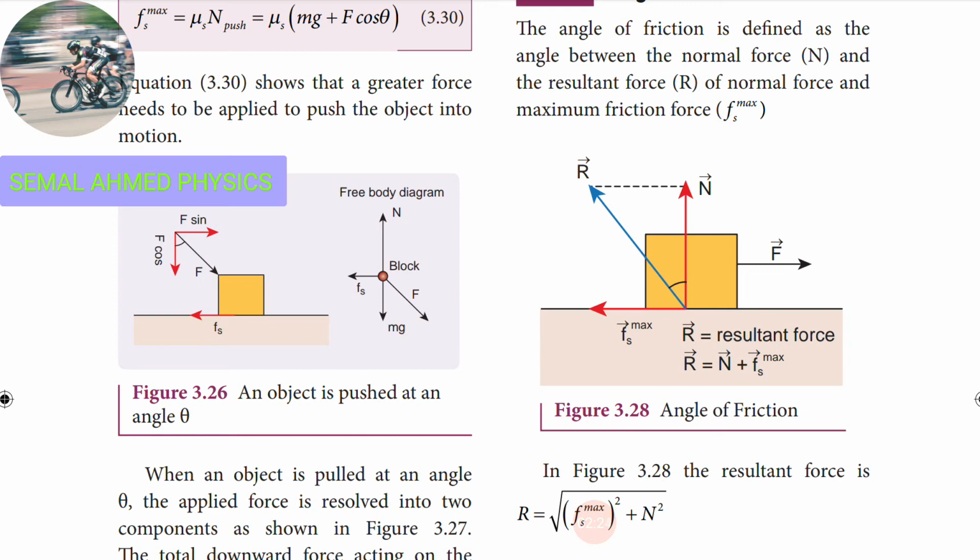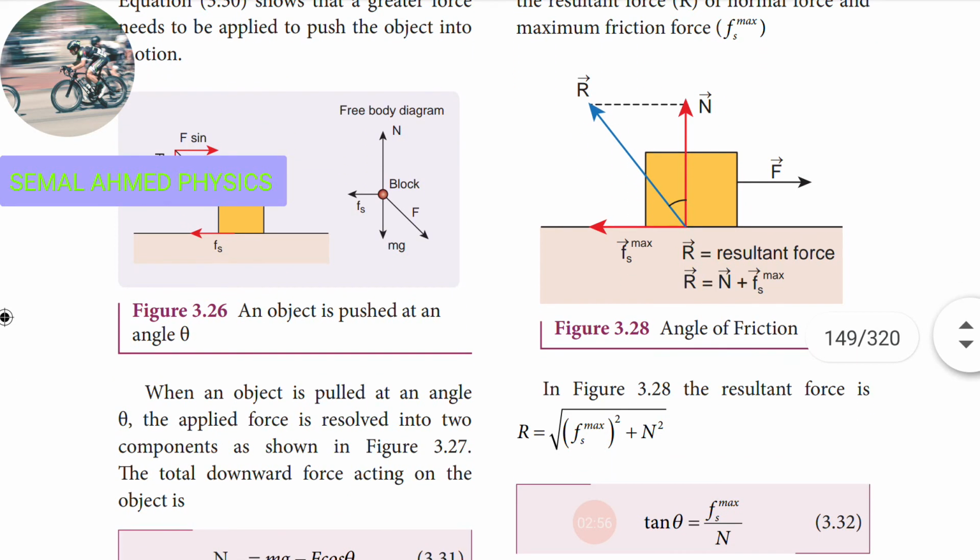The force is acting in the opposite direction according to Newton's third law. Both forces are equal and opposite. Here F denotes the forward direction force, and Fs denotes the static friction, the maximum static friction force, which takes place in the opposite direction. You can look at the R. This R is the resultant force acting between normal and Fs. Normal means the force acting perpendicular to the surface.